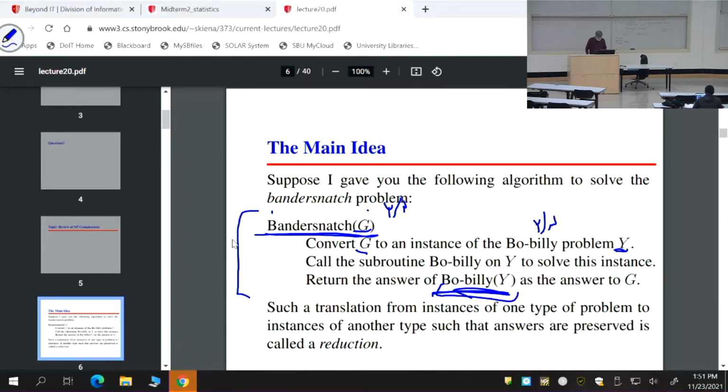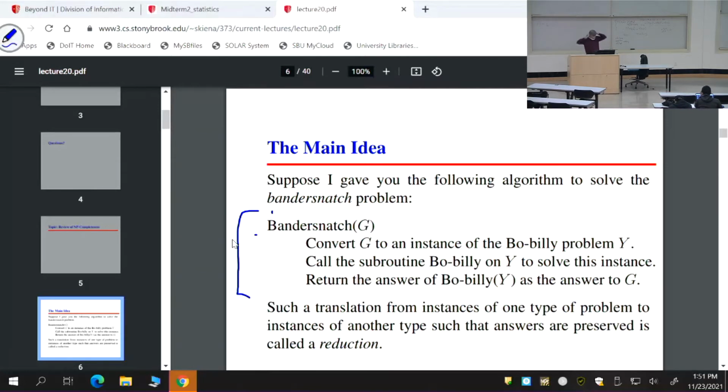So if we do that, this is clearly a correct algorithm. If we can make this translation work, we have a correct algorithm to solve the Bandersnatch problem by translating it into Bobilli. Any questions about that?